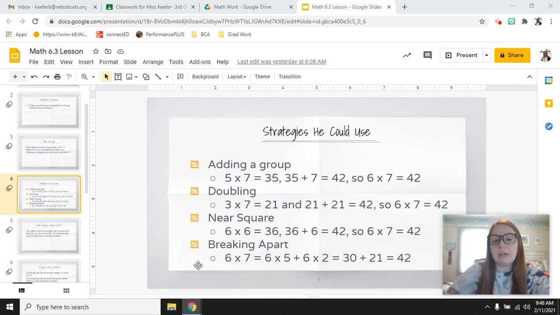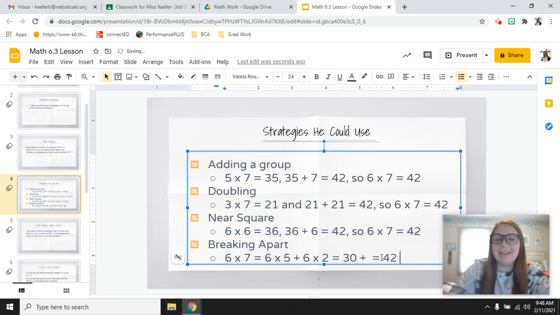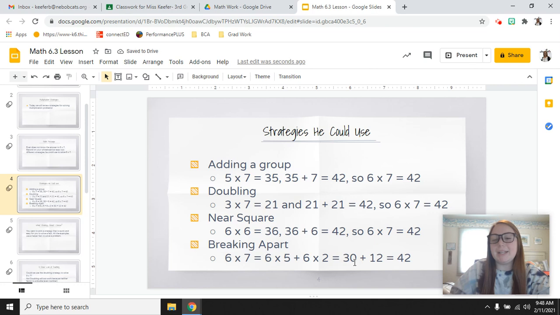And the last one he could look at would be a breaking apart strategy. 6 times 7 could be broken apart into 6 times 5 plus 6 times 2. So 6 times 5 is 30. 6 times 2 is 12. Oh, my numbers are backwards there. There we go, 12. And then his total would be 42 because 30 plus 12 is 42.